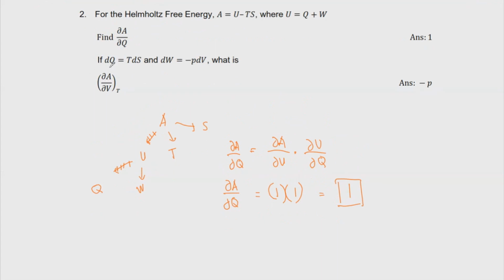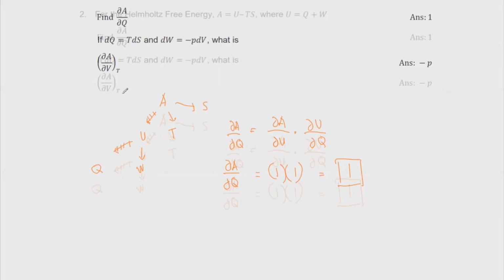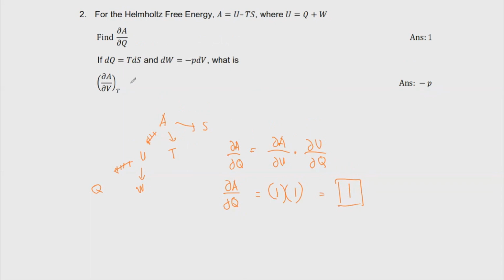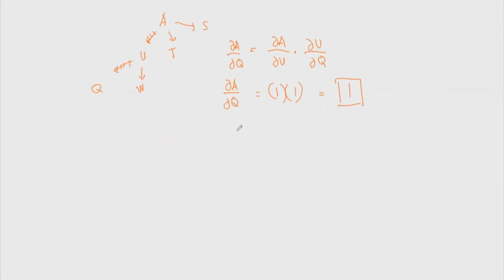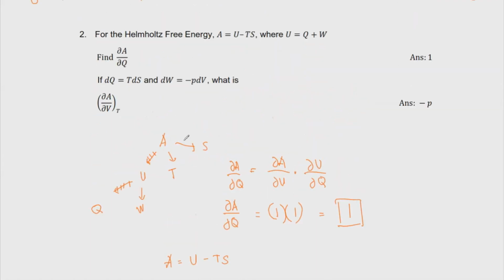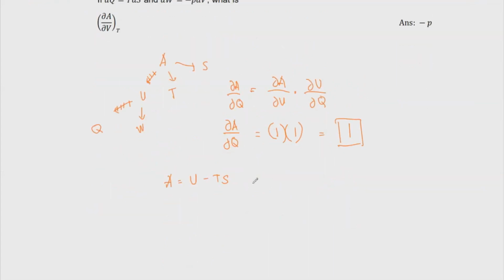And then for number 2, if dq is equal to TdS and w is equal to negative PdV, what is the partial derivative of A with respect to V at constant temperature? So what we can do right here is to check on the expression itself and then go back to our original expression. We have A is equal to U minus TS, and U is equal to Q plus W. So we can also equate this to Q plus W minus TS.